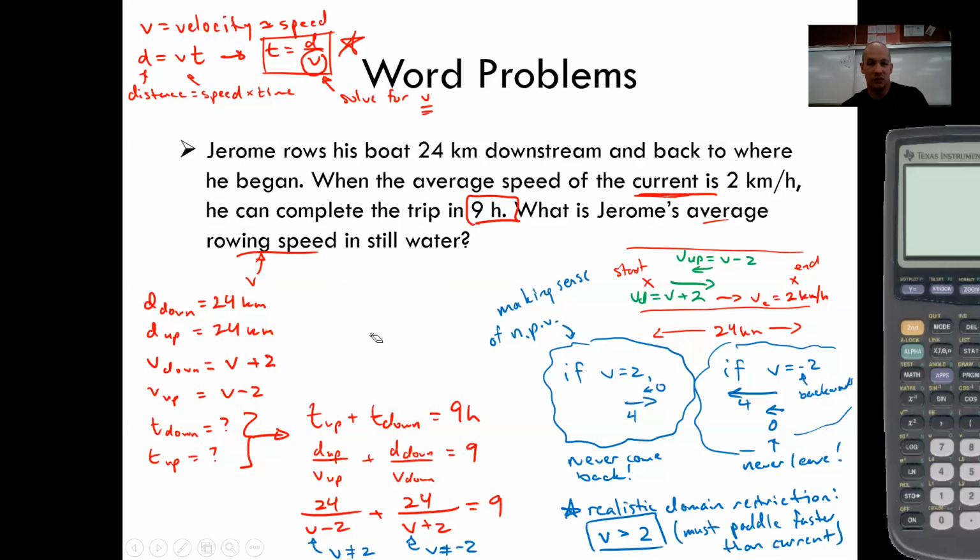So this is kind of interesting. We have our non-permissible values, which are very mathematical: can't be 2 and can't be negative 2. But also due to the realism of the problem, you can't have velocity less than 2. And you'll notice that this is an overall domain restriction, and this actually includes these guys, right? If you're greater than 2, well, you're already not equal to 2, and you're not equal to negative 2 either. So just keep that in mind.